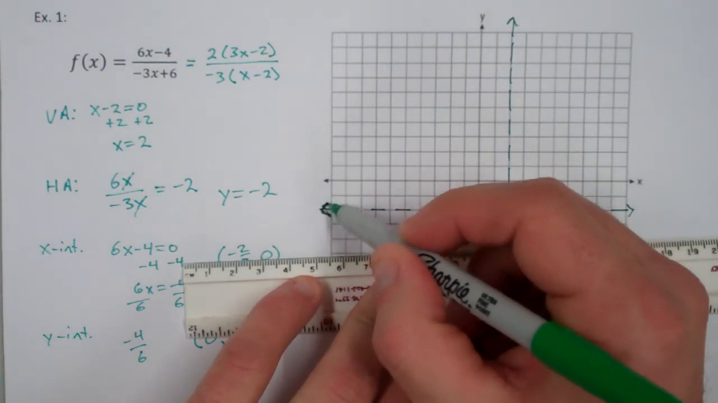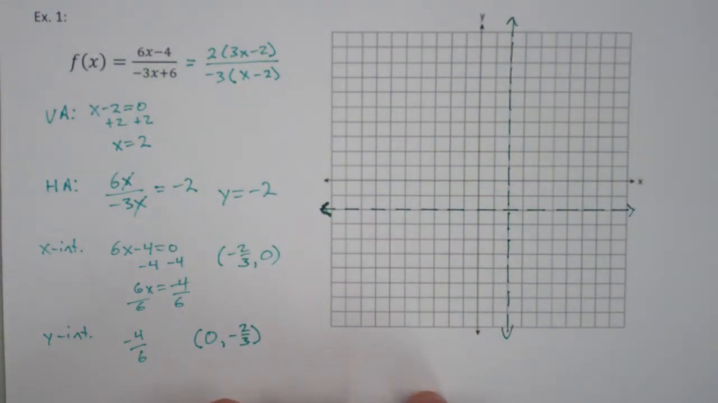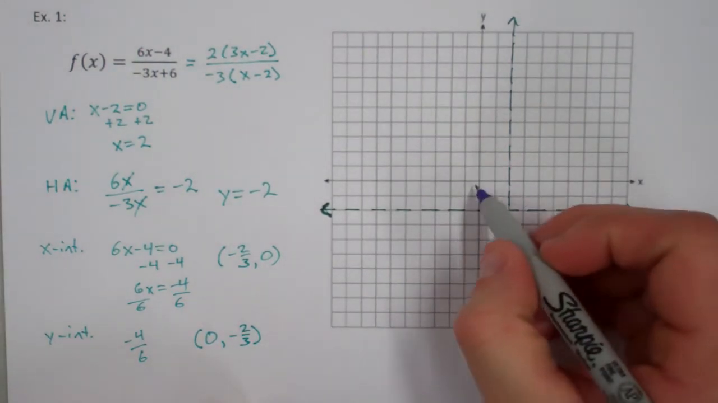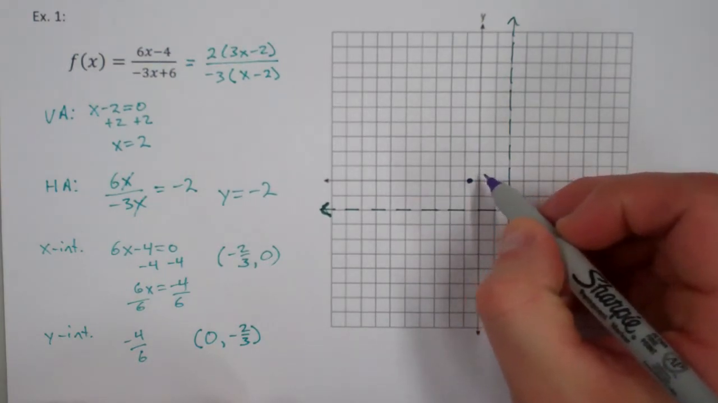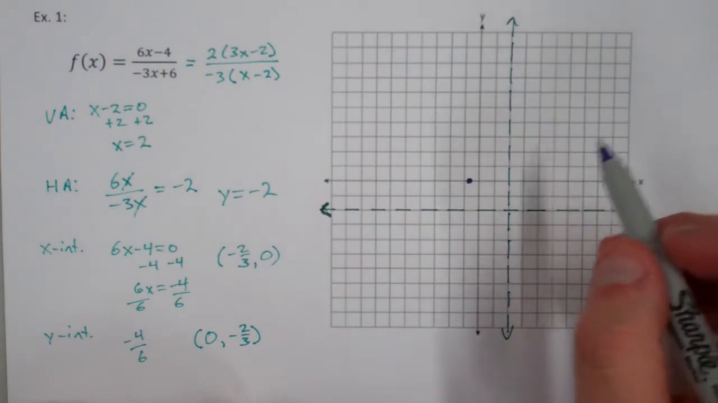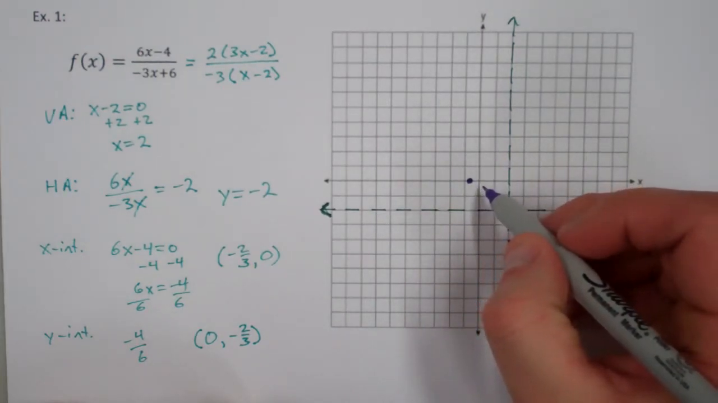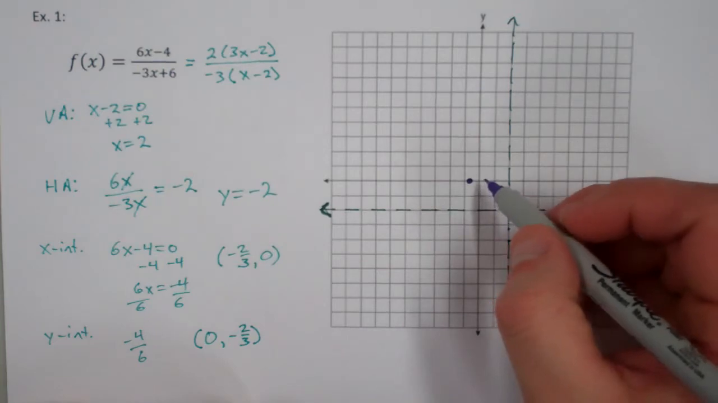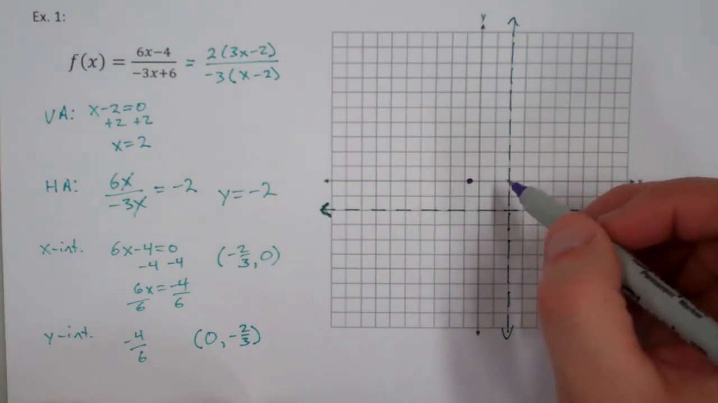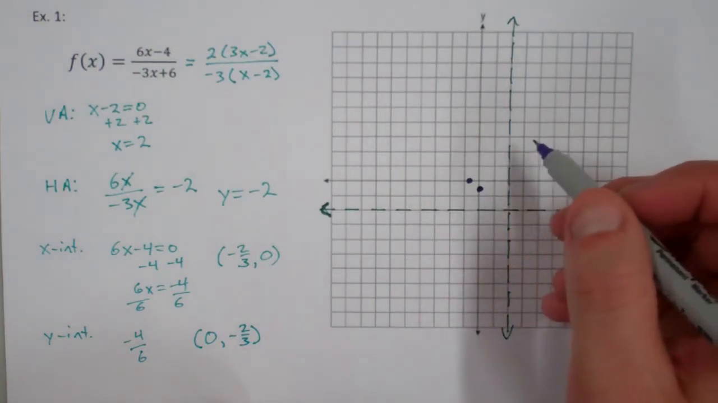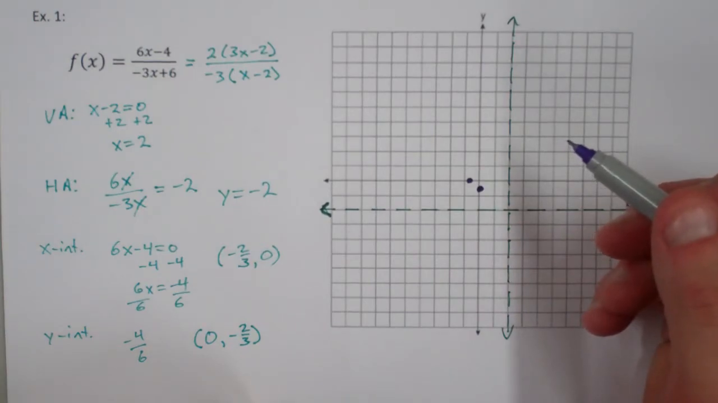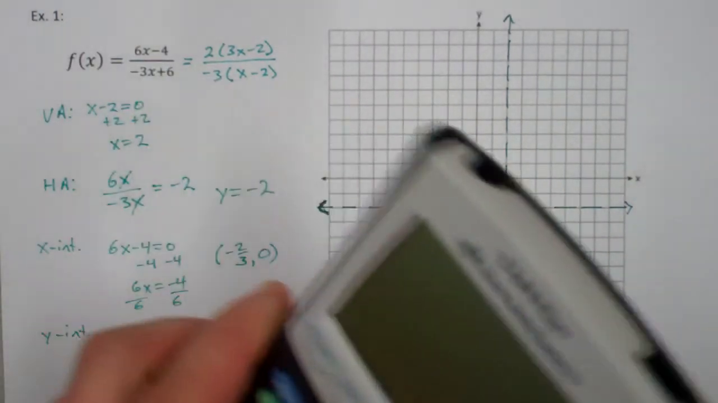Those would be our guidelines. In this case, we can plot the x and y intercepts. The x-intercept is negative 2/3 right here, 0, and the y-intercept is also negative 2/3, and that will be down here. I may have made a mistake here. We'll see what happens when we graph this, but that should be right there, I think. Alright, and what we'll do then is take a look at the graph of this.